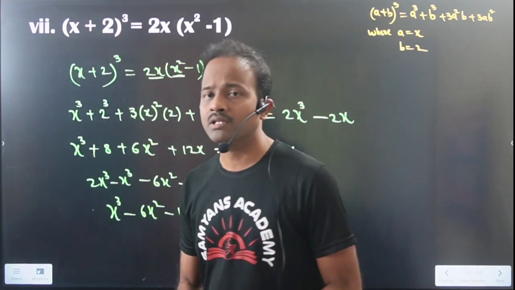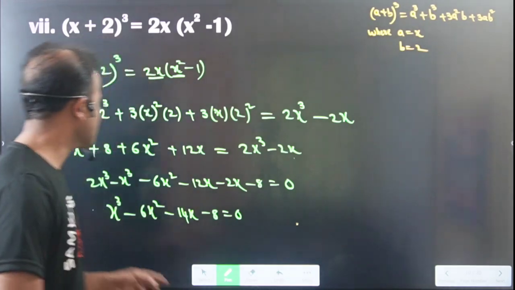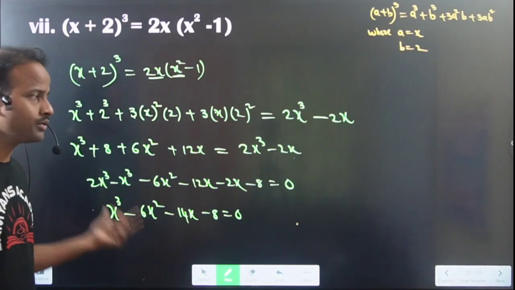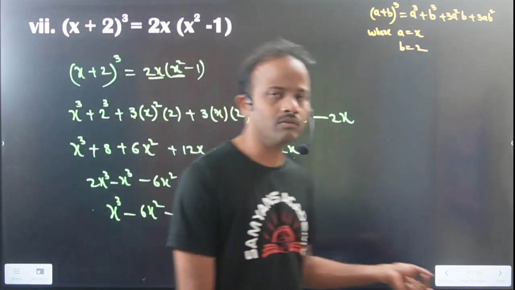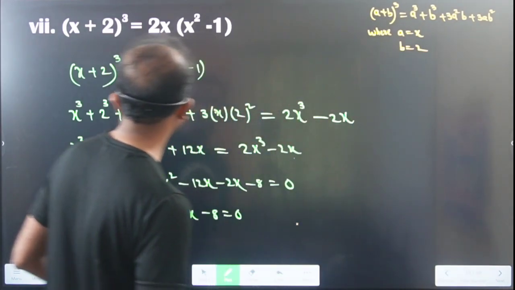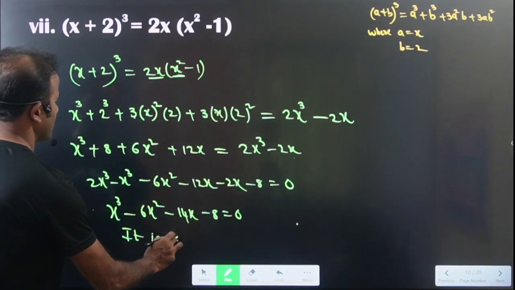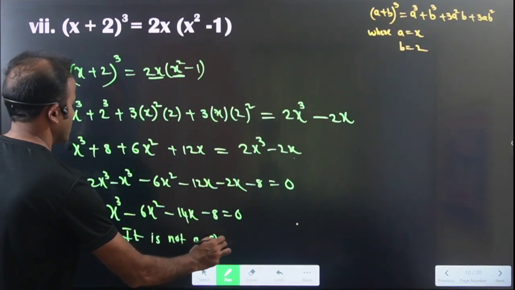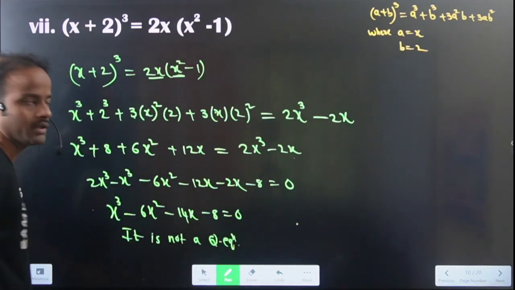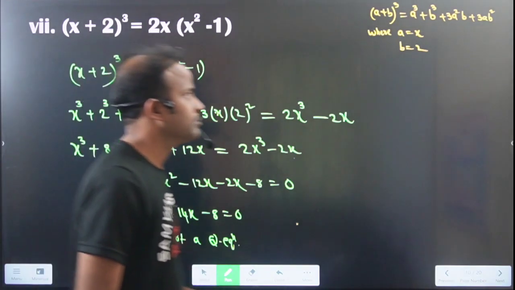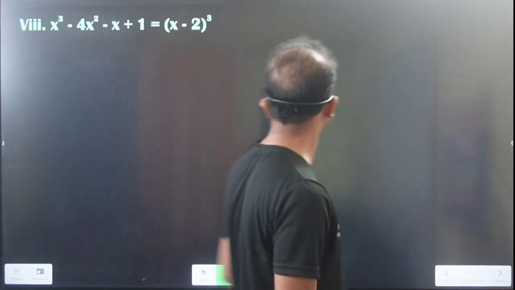Therefore we cannot call it a quadratic equation. The highest power of the variable is 3, so it is a cubic equation, not a quadratic equation. So you have to write there, it is not a quadratic equation. Okay, in this way you have to write and move on to the next question.